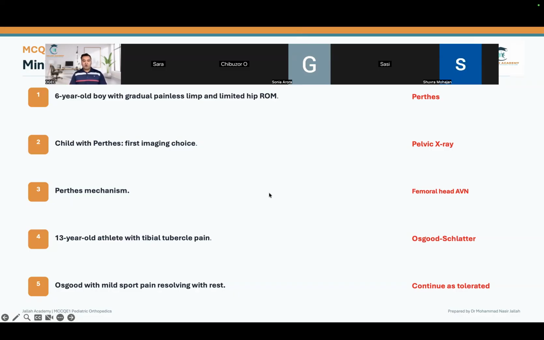13 years old, athlete with tibial tubercle pain. I have an athlete, 13 years old, and the patient has pain in the anterior part of the tibia, tibial tubercle pain and tenderness, and the patient is an athlete, so Osgood-Schlatter. If it is above the patella, I would think more about patellofemoral syndrome. Osgood-Schlatter with mild sport pain resolving with rest, continue as tolerated.